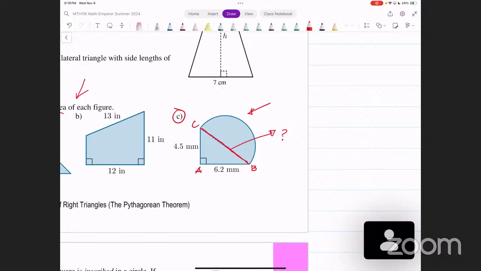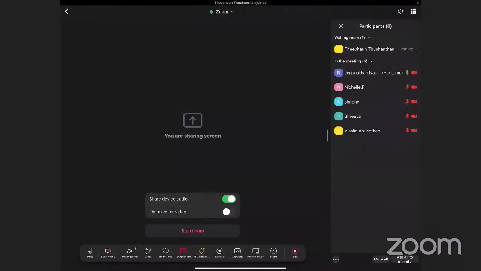I would use the Pythagorean theorem. Oh, you use the Pythagorean theorem. So you can't really just add it. There's no such rule to find the hypotenuse of a right angle triangle by adding the two sides. There's no such rule, right?